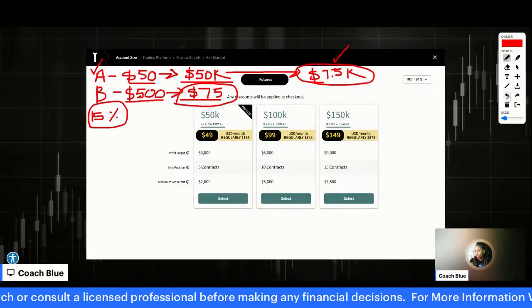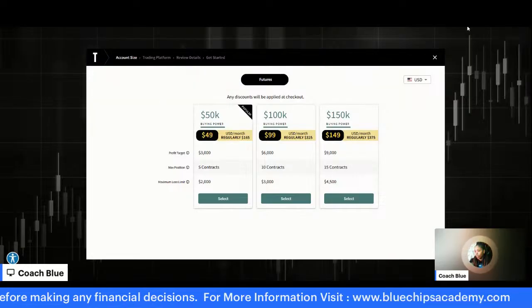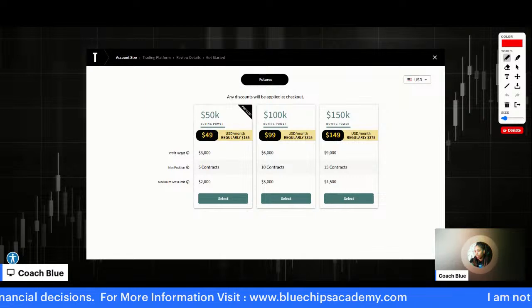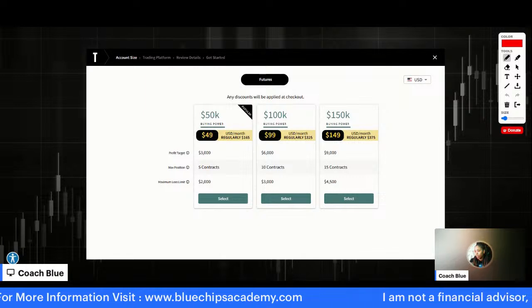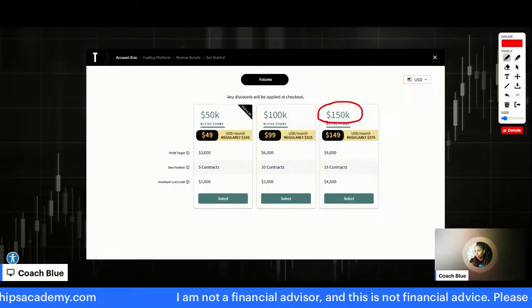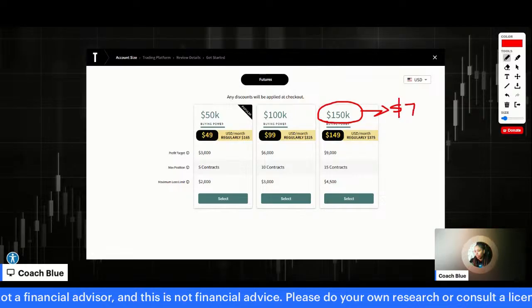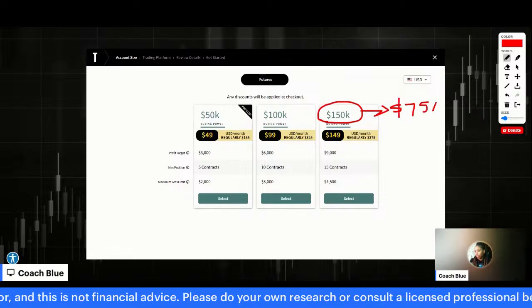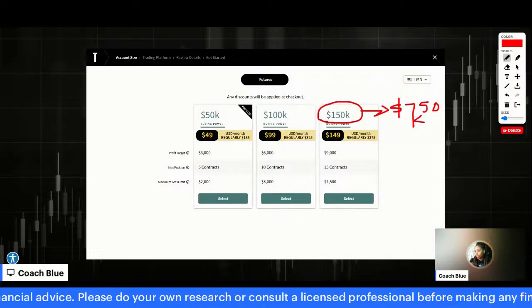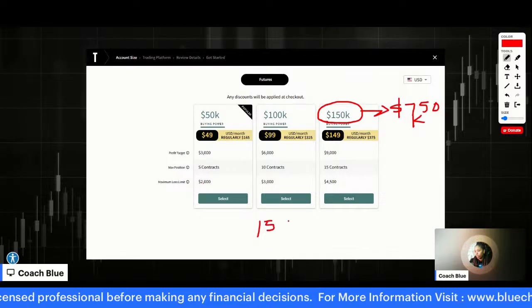So Trader A put up less to make more, and Trader B put up more and made less. Okay? So now let's talk about how to scale this, right? Because once you have your accounts going, now you can start to copy those trades from your own accounts. And you can scale this all the way up to $750,000, okay, at a $150,000 account. 750K, okay?